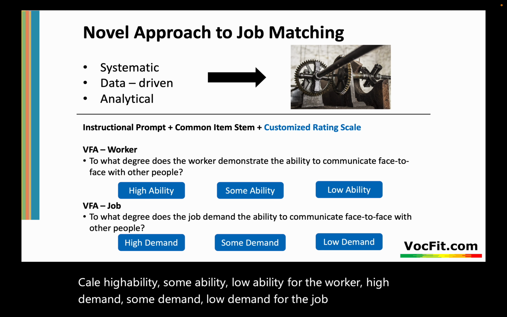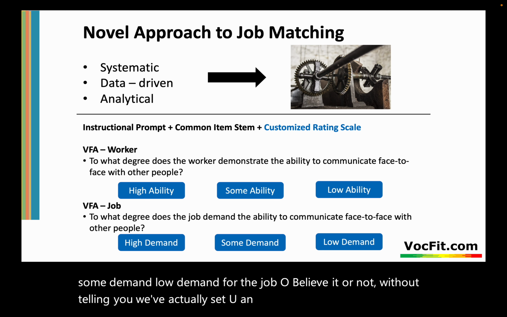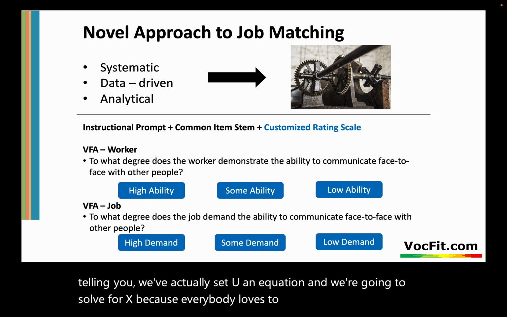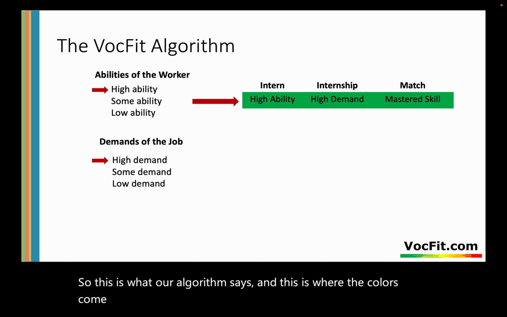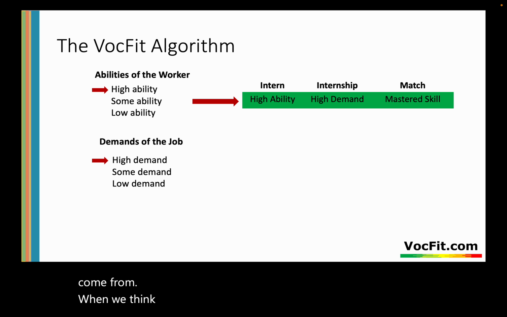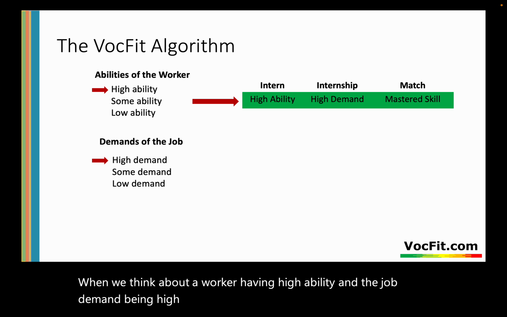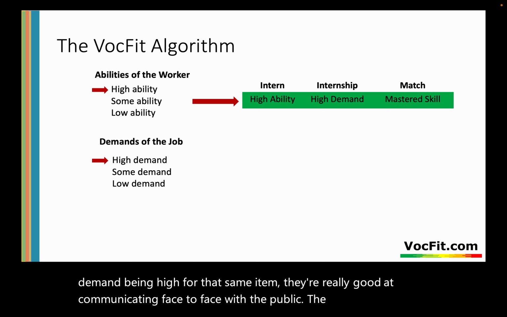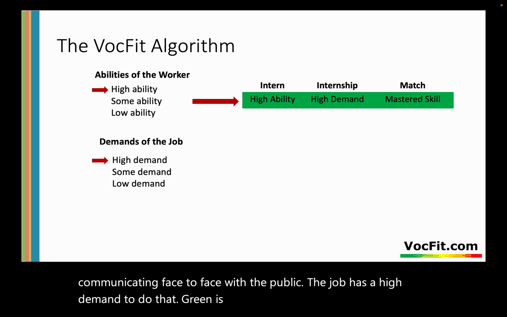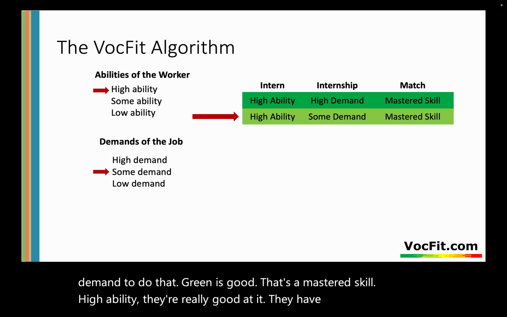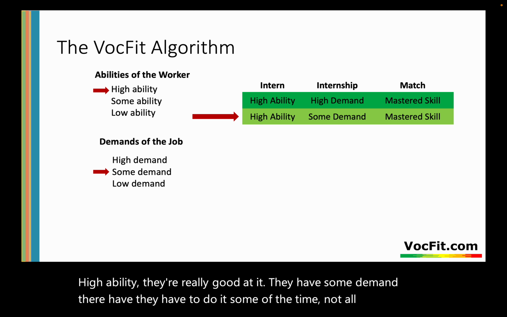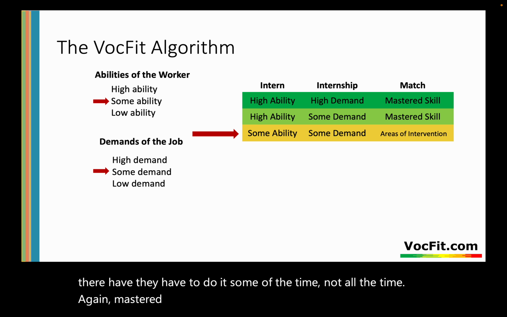So believe it or not, without telling you, we've actually set up an equation, and we're going to solve for X, because everybody loves to solve for X, right? So this is what our algorithm says, and this is where the colors come from. When we think about a worker having high ability and the job demand being high for that same item, they're really good at communicating face-to-face with the public. The job has a high demand to do that. Green is good. That's a mastered skill. High ability, they're really good at it. They have some demand. They have to do it some of the time, not all the time. Again, mastered skill.